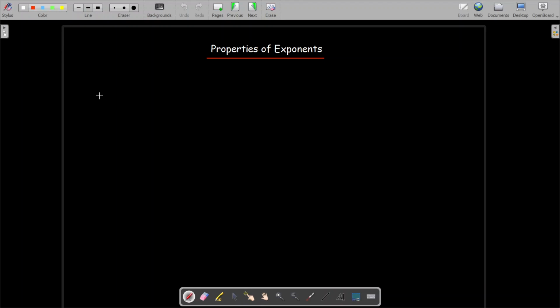So the first property is product of powers. This property tells us that if we have x raised to n, which is multiplied by x raised to m, that means the bases are same, then we can simply add the exponents.